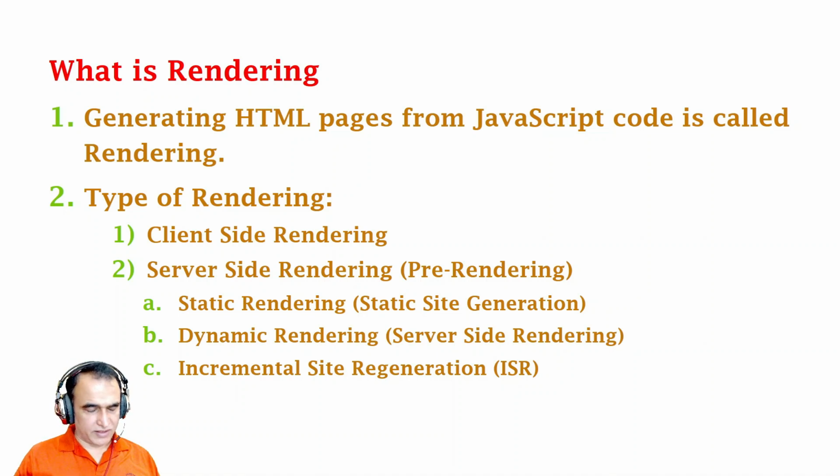To generate HTML code from JavaScript code is called rendering, because at the end on the browser we display HTML, but Next.js is built in JavaScript. So we write code in JavaScript using Next.js. So rendering means converting the code which we are writing in Next.js into HTML pages at the end. Now types of rendering: there are two types of rendering, client-side rendering and server-side rendering.